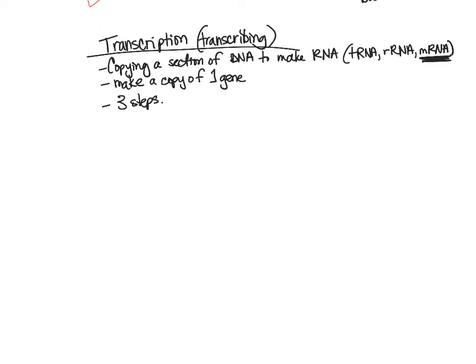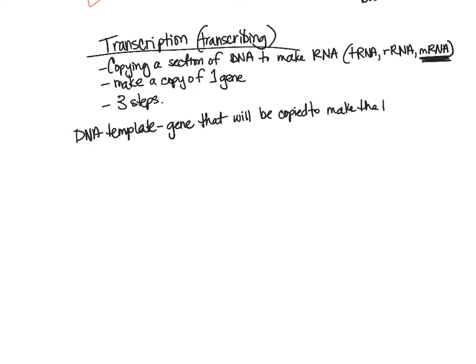So let's take a look at what we need for transcription. First of all, we need our DNA template. We need the DNA that we're opening up. Specifically, not just the DNA, but a section of DNA. So we need the gene that will be copied to make the RNA. So we need to have access to that DNA template.